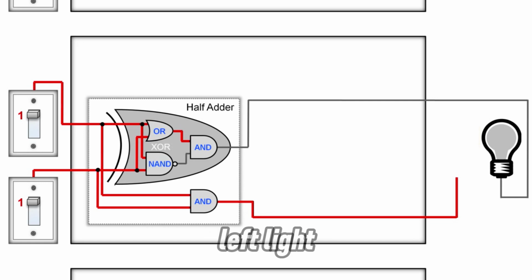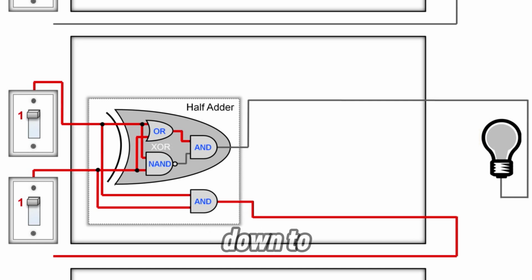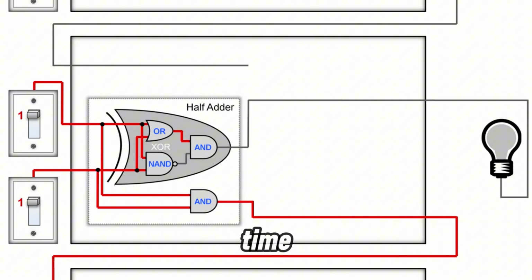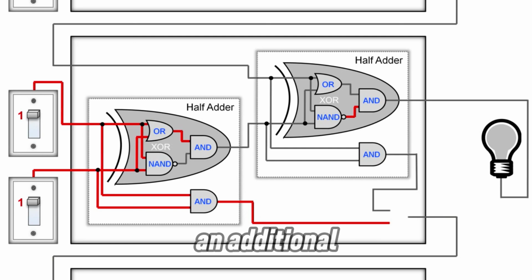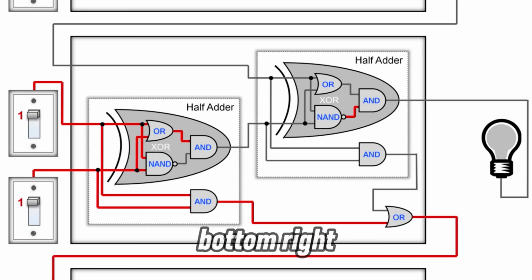So let's remove the left light bulb and run that wire down to the next full adder as the carryout, while at the same time accepting a carry-in wire from the previous full adder. This carry-in wire is why we need another half adder in order to make our full adder. The two separate AND gates in our half adders connect to an additional OR gate at the bottom right, which then powers our carryout wire.